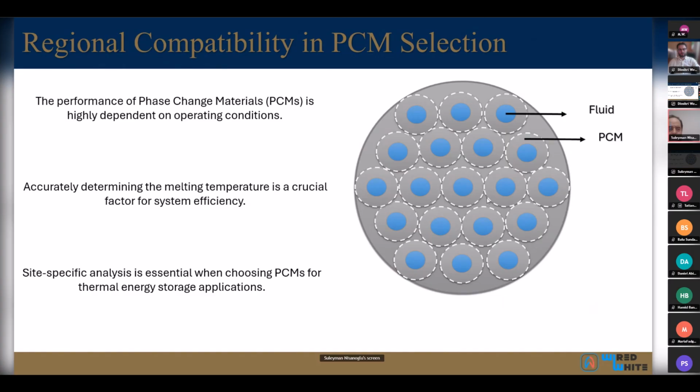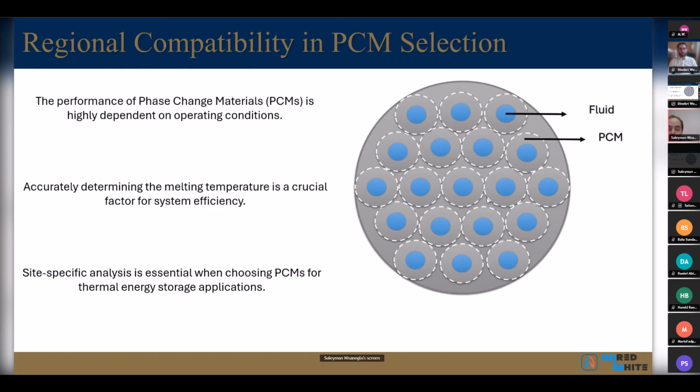For example, the same system with PCM that works well in a hot country like Spain may not perform similarly in a colder country like Germany. This is due to a mismatch between PCM melting point and the average operating temperature. Determining the correct melting point is critical for system efficiency. Every country, every climate has its own melting temperature. Therefore, we must find, using CFD, the appropriate melting point.